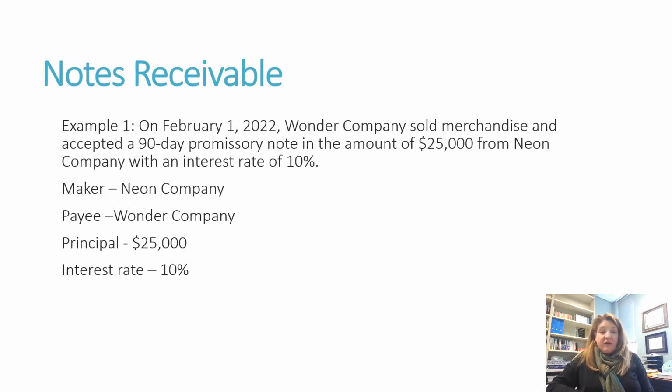So our example here, on February 1 of 2022, Wonder Company sold merchandise and accepted a 90-day promissory note in the amount of $25,000 from Neon Company with an interest rate of 10%. So in this situation, Neon is the maker and Wonder is the payee, meaning the party who's ultimately going to get paid. The principal or face amount of the note is $25,000, and the interest rate, which is by law expressed as an annual rate, is 10%.